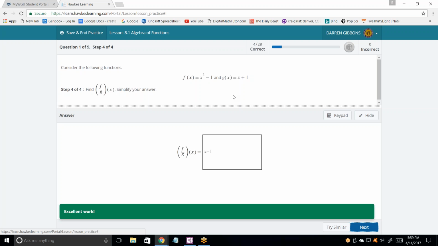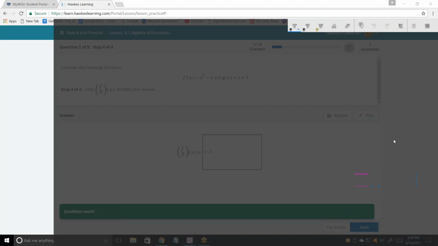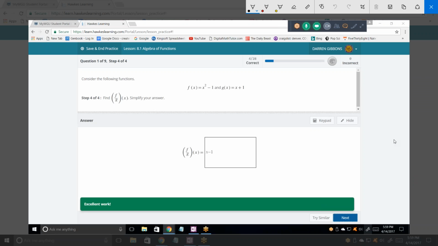That is the first commandment of math, no matter whose commandment you look at: thou shalt not divide by 0. So you can never divide by 0, which means this answer isn't quite right. Even though they've counted it as right, I knew they would, the answer really is this: x minus 1 with the provision that x cannot be equal to minus 1. That's really the answer.